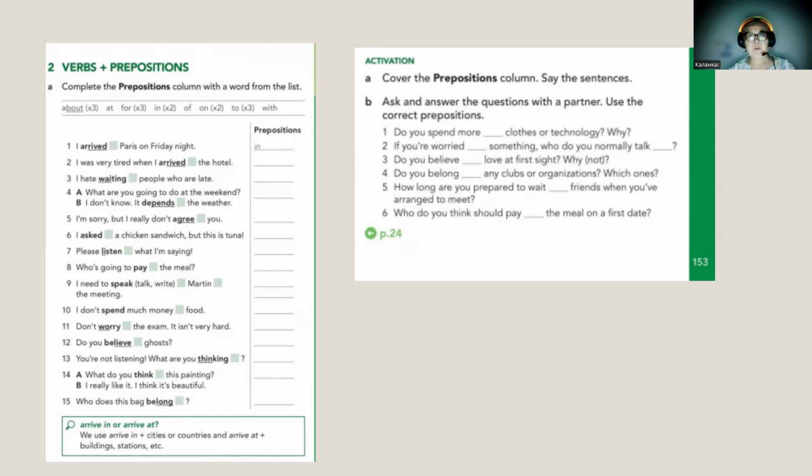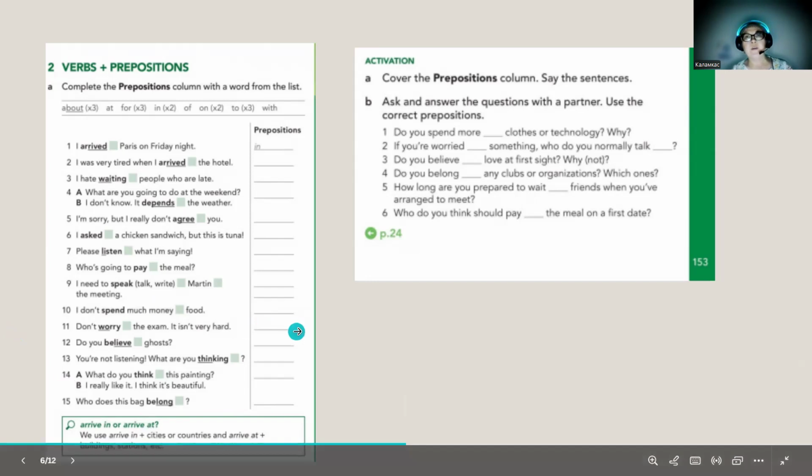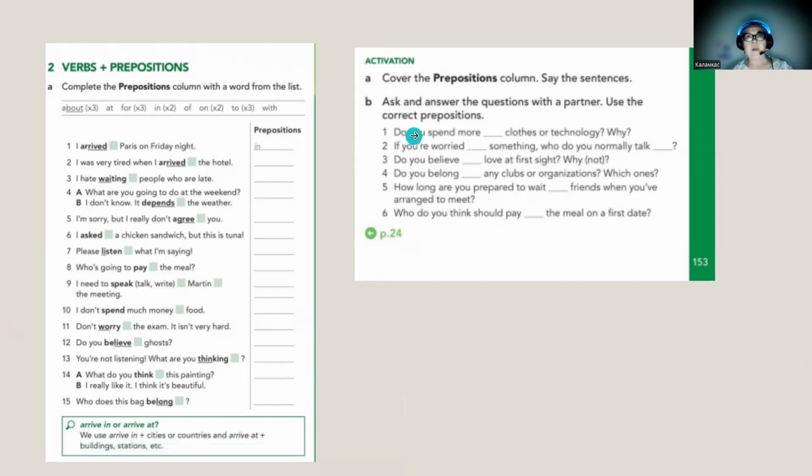So this is the difference between arriving and arrive at. Ask and answer the questions with a partner. Use the correct prepositions. Here we also should have speaking practice. So if you don't mind, you can also answer this question in an audio message, okay?